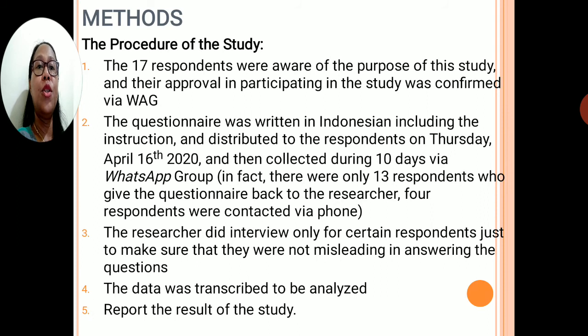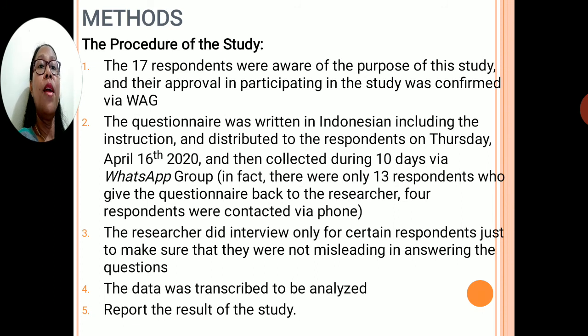Here is the procedure of the study. The first one is that the 17 respondents were made aware of the purpose of the study, and their approval to participate in the study was confirmed via WhatsApp group. The second is the questionnaire was written in Indonesian, or Bahasa Indonesia, including the instruction, and distributed to the respondents on Thursday, April the 16th, 2020, and then collected during 10 days via WhatsApp group.